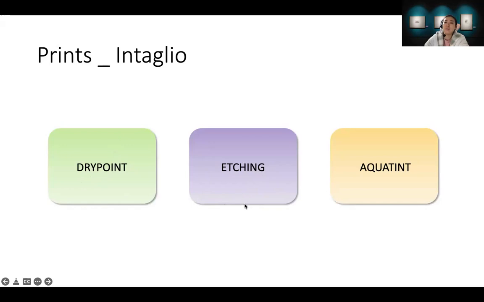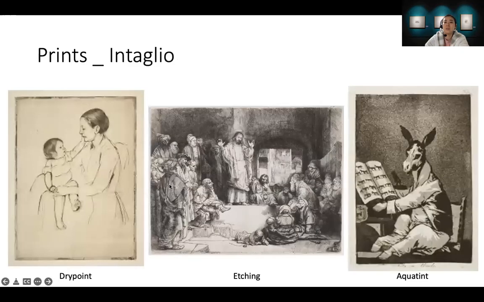And for the etching, it's also using the needle to make a sketch or drawing on the plate, but make a depression by acid. And the aqua tint, the printmakers just create the images by the acid depression. No needle required for this technique. That's the difference. It looks like this.